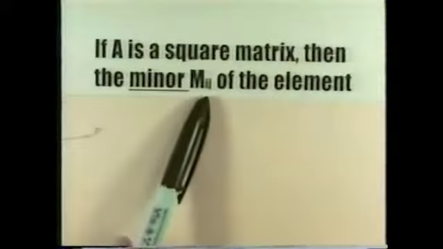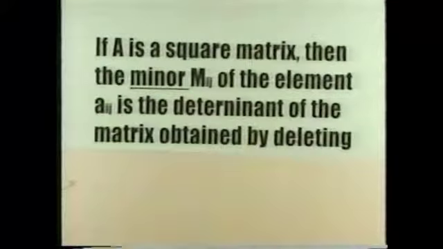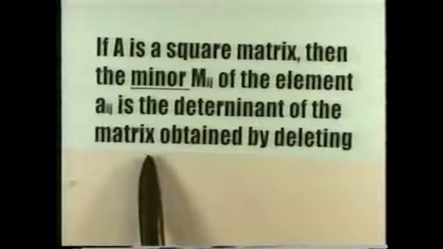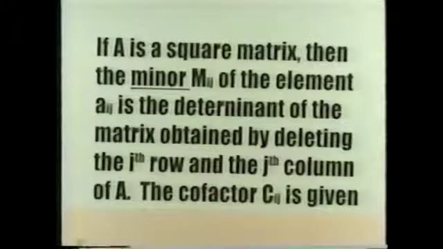Let's get some definitions before we continue. Let A be a square matrix. Then the minor, denoted by Mij, of the element Aij, is the determinant of the matrix obtained by deleting the ith row and jth column of A.